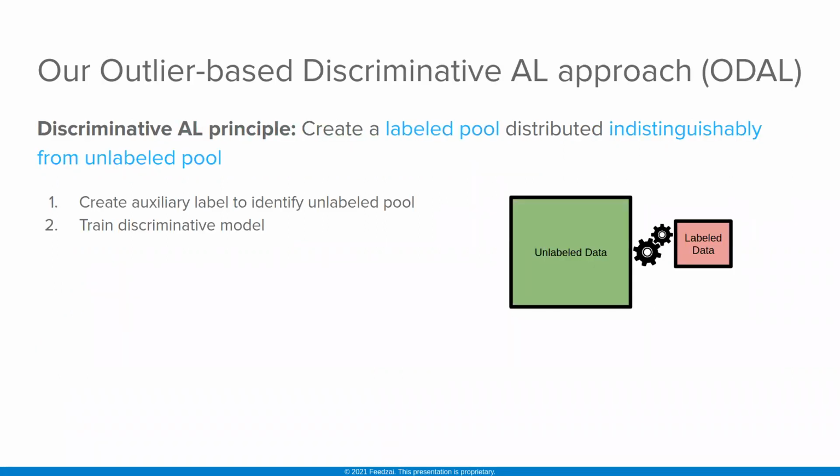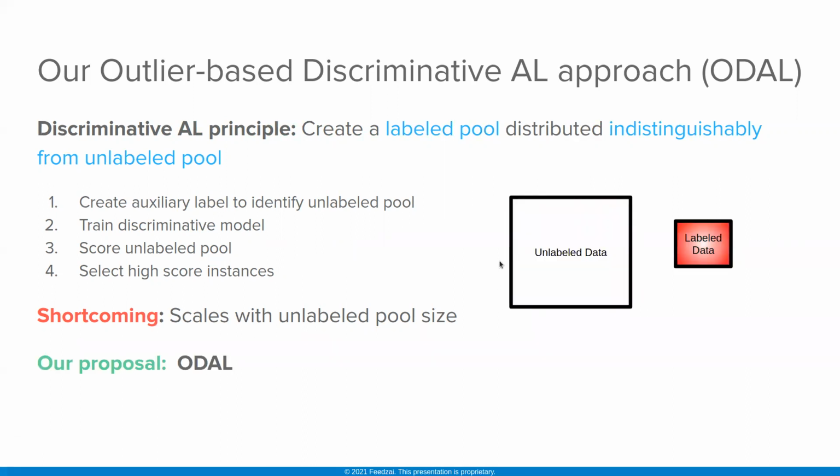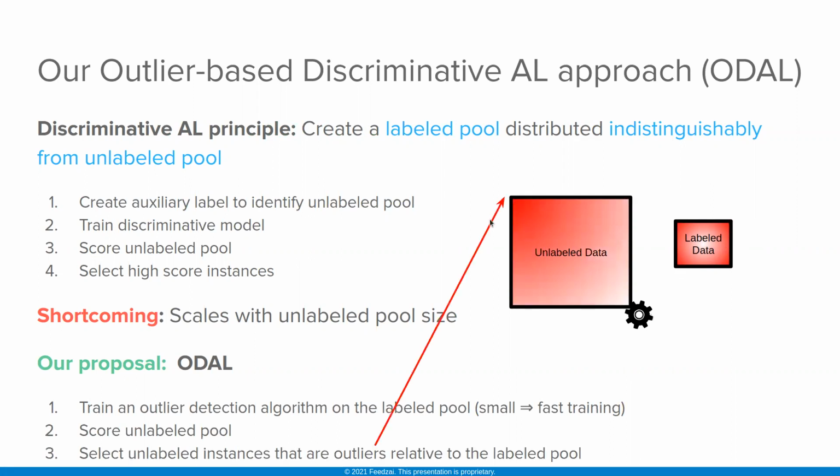Our ODAL warm-up method is a modification of the discriminative active learning method that first trains the discriminative model between the labeled and the unlabeled data, and then prioritizes for labeling the unlabeled data that is easiest to discriminate from the labeled data. That method has a shortcoming in that it scales with the unlabeled data size at train time. So instead, we propose ODAL, where we train an outlier detection algorithm on the small labeled data pool, and then select the most outlying instances in the unlabeled data.